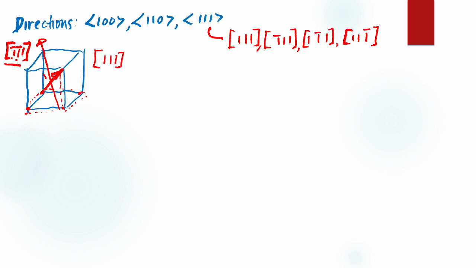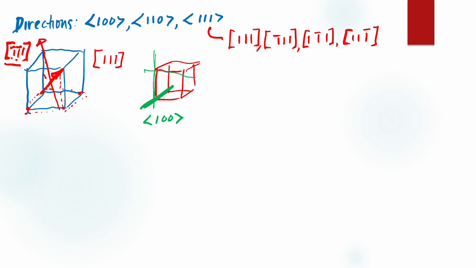So I've got 3 different families of directions. The family of edge directions. Those are the family 1, 0, 0.